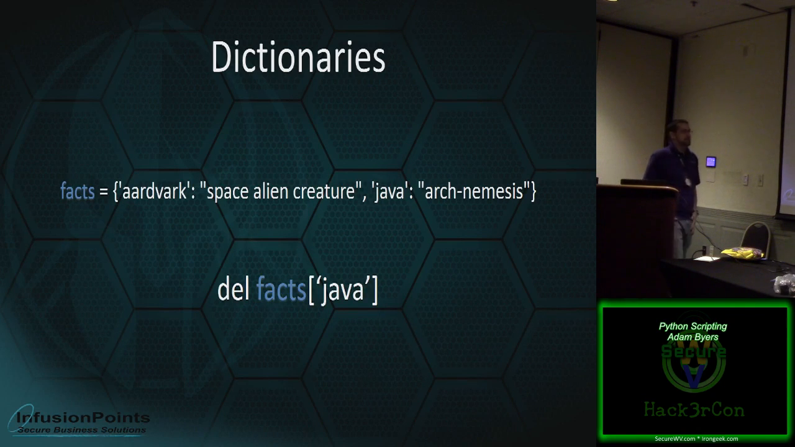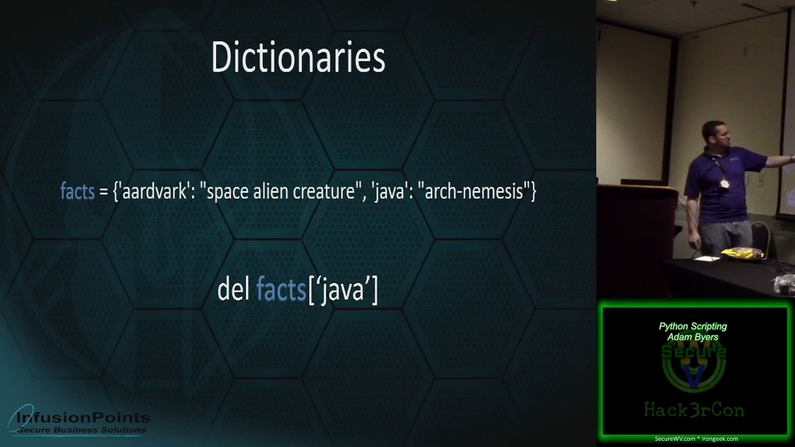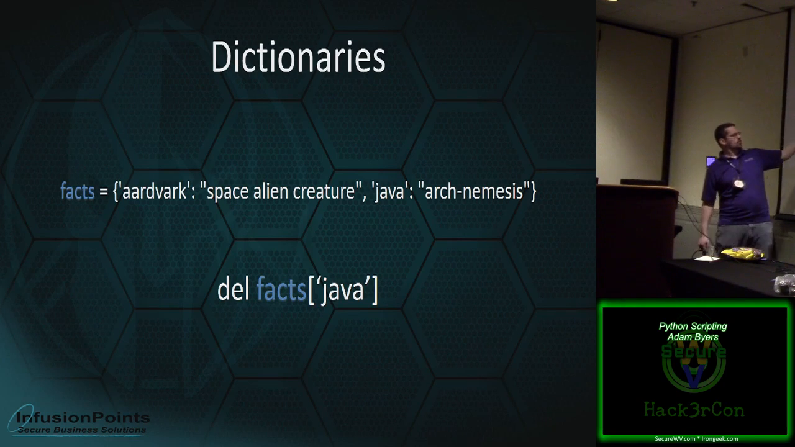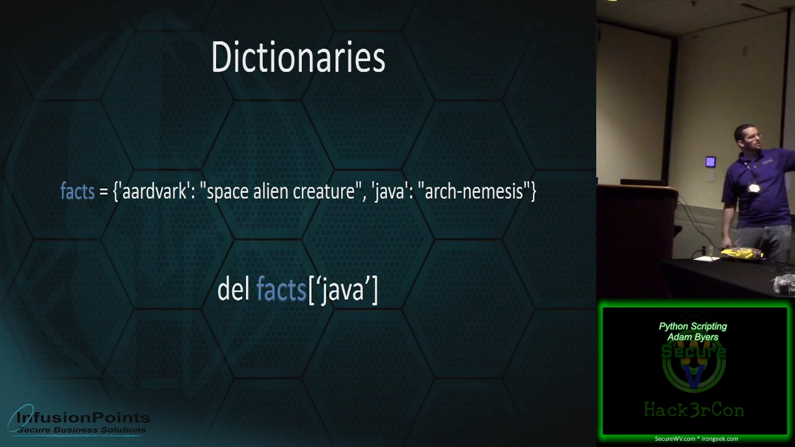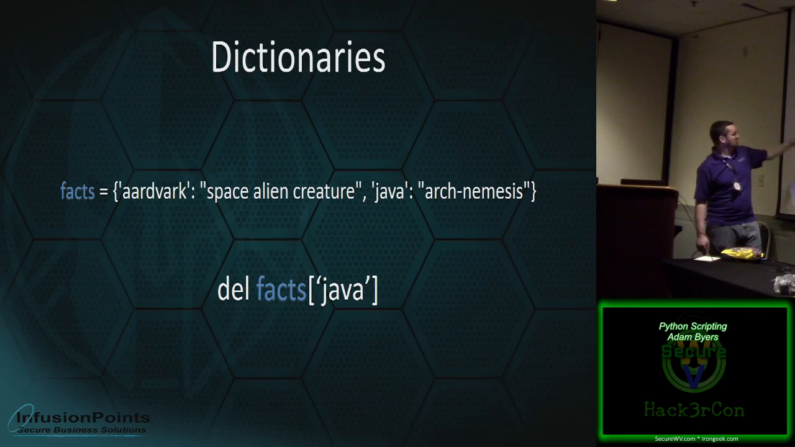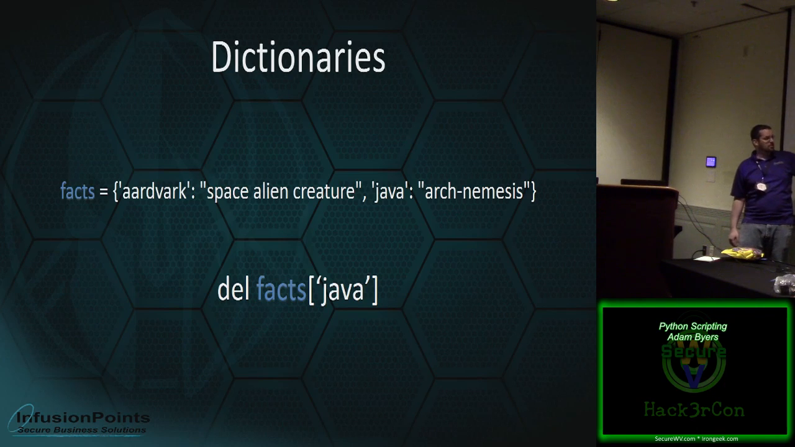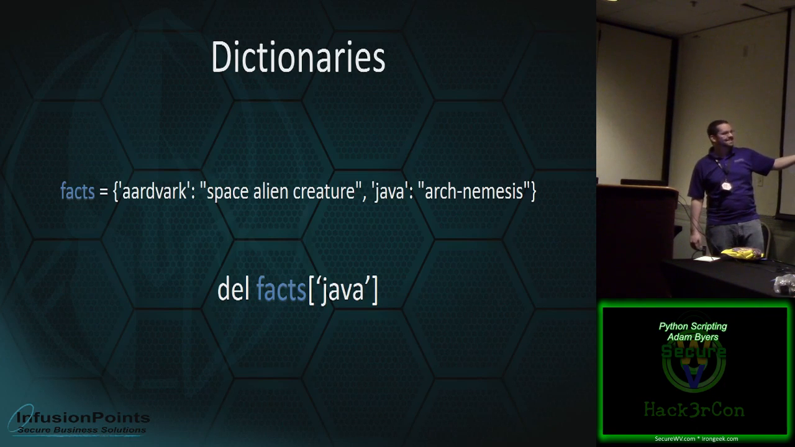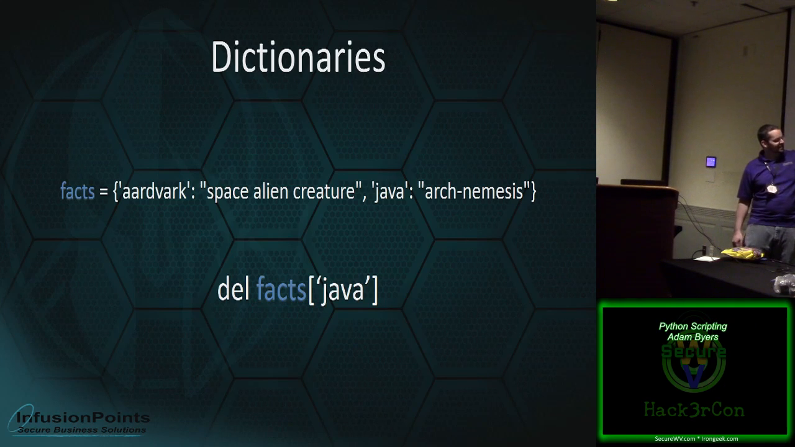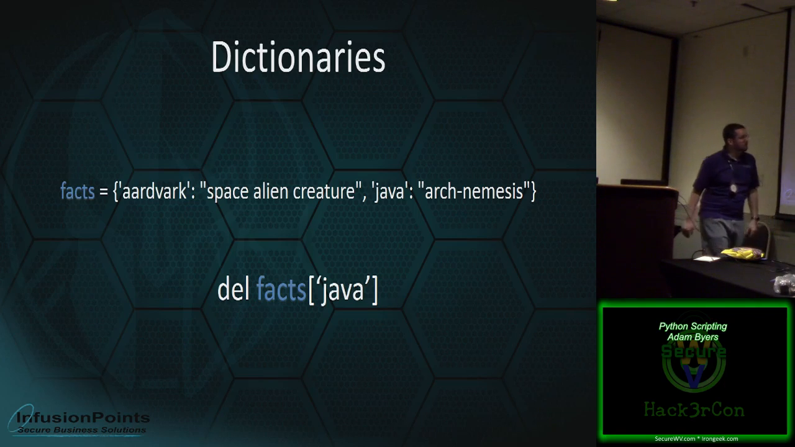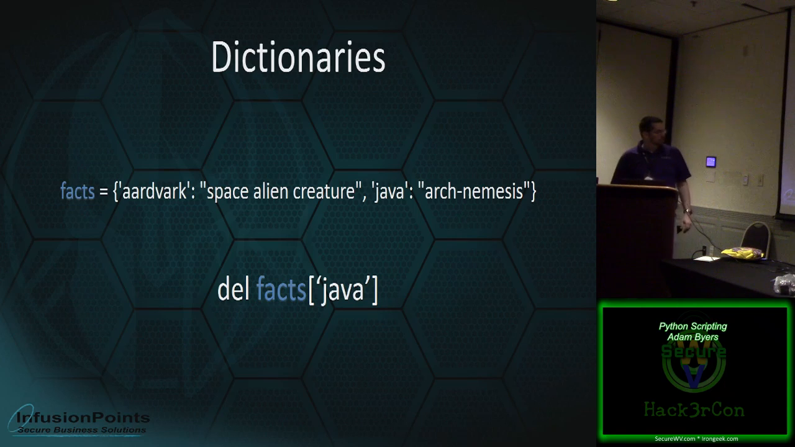All right, this is kind of different, but in order to delete an entry from a dictionary, reference it by its key. Up here we've got facts: an aardvark is a space alien creature, and Java is an arch nemesis. That's our dictionary. If we want to delete Java, it's a pretty good thing actually, just del facts Java, and that will totally do away with that second entry in our dictionary. So we're left with the fact that an aardvark is a space alien creature. So that's another way to deal with it.